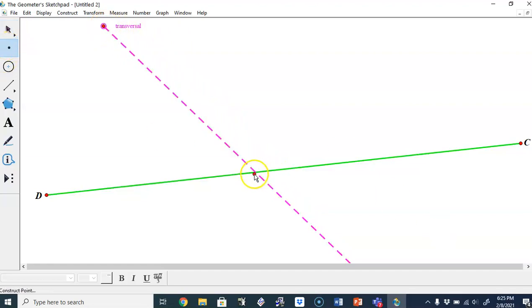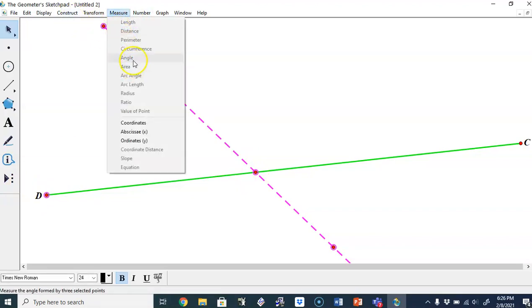All right, so what I want you to notice is that anytime two lines cross, transversal or otherwise, we get some angles in the picture, right? So for example, to the left of the transversal, I have this angle here that goes from here to here to here, and I can ask Geometry Sketchpad to measure that angle for me.